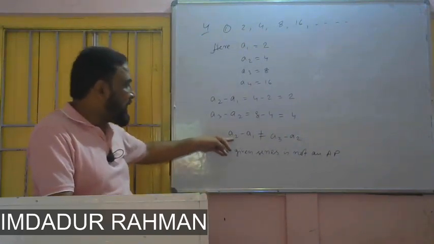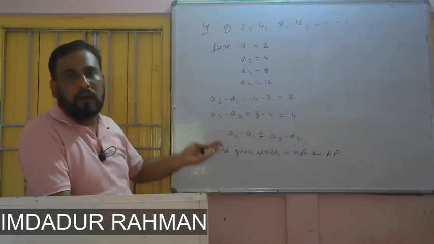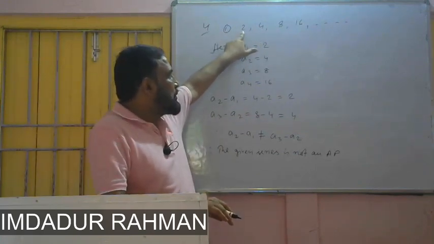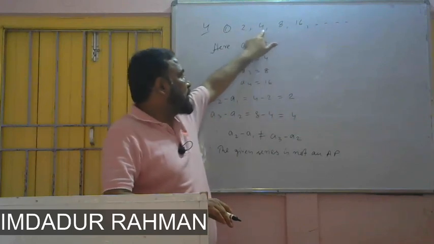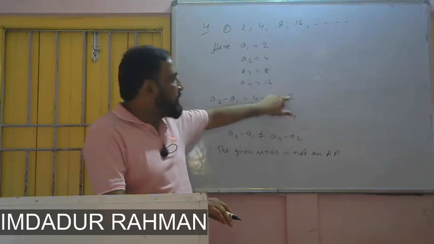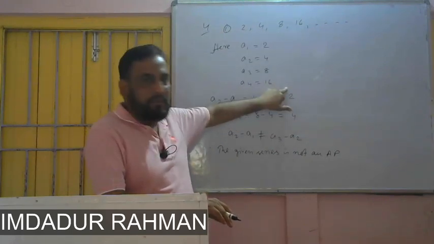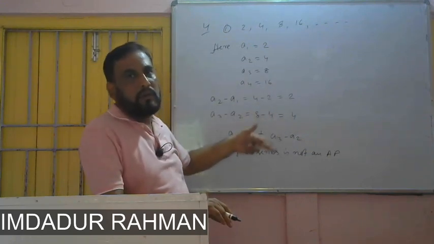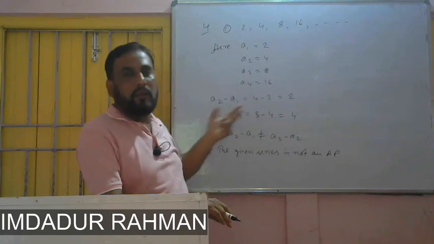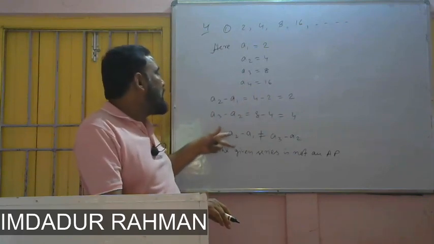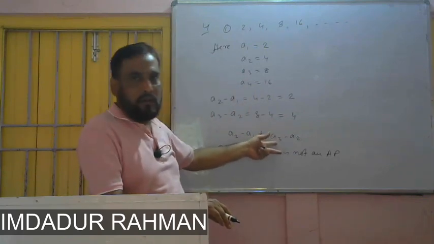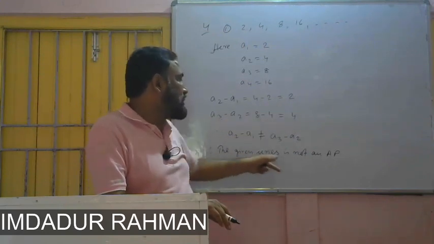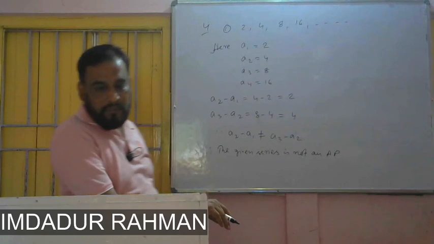That is, the common difference is not common. 4 minus 2 is 2, and 8 minus 4 is what? 4. If these two results are the same, then we will proceed to the next and then decide whether the differences are common or not. So here, for the first two pairs, we got differences that are not the same, so we can say that the given series is not an AP. Write it down.